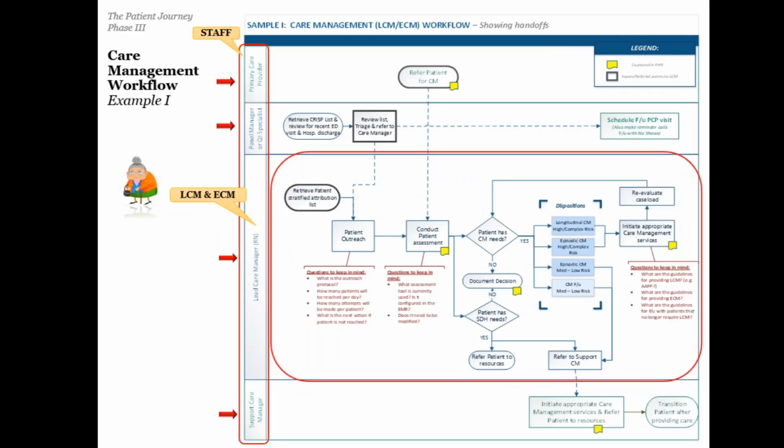So when you have to come up with a workflow for LCM, ECM, and by that I mean longitudinal care management and episodic care management, it's important to understand what the input is. So you can actually have the primary care provider refer the patient for care management because they just saw them, they think they need that. It could actually be the lead care manager looking at the attribution list and from there identifying patients that need to be outreached and therefore assessed. It could also be for some who have a panel manager or quality improvement specialist who's looking at the CRISP list and then reviewing, triaging, and then referring to the lead care manager for either patient outreach or to start a patient assessment.